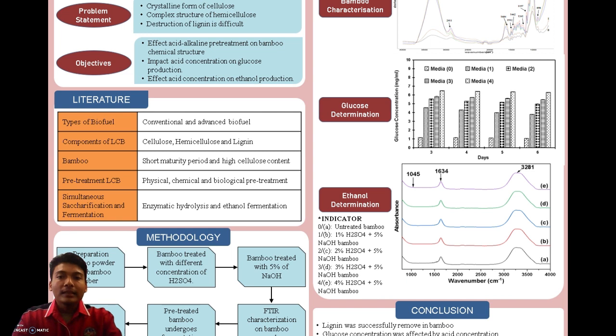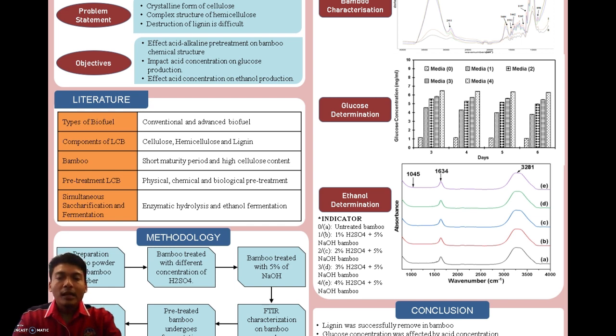For the second analysis, the concentration of the glucose produced was determined by using the DNS method. From this figure, it can be seen that the glucose concentration increases as the concentration of sulfuric acid during acid-alkaline pretreatment increases. Untreated bamboo powder produced the lowest concentration of glucose, which is 1.158 mg per milliliter.